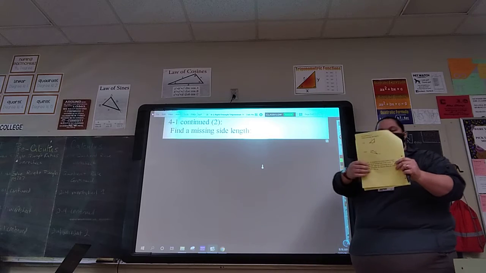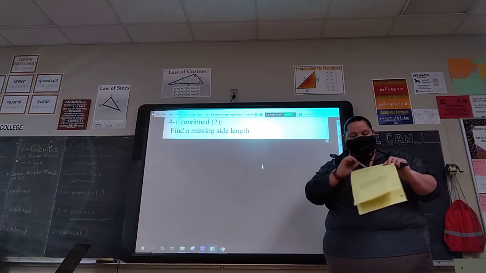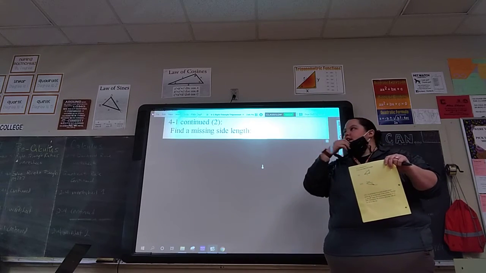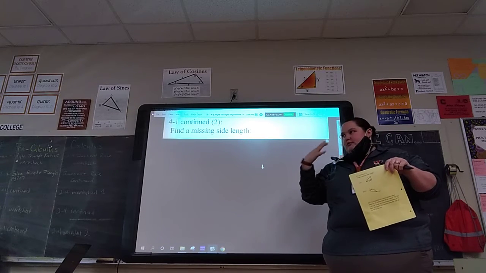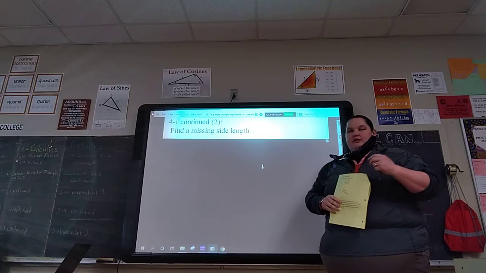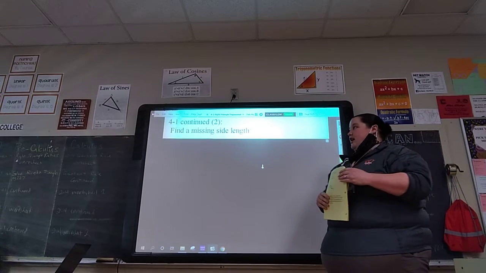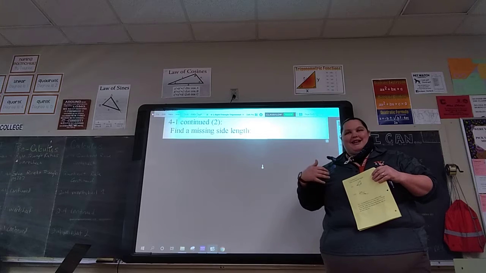Our yellow note packet. We're on this one. I labeled this one because I knew this is where we were going to section it off. So the first part of the section, I focused on just the ratios. This part, we're actually going to focus on using ratios to help us find missing sides and angles.